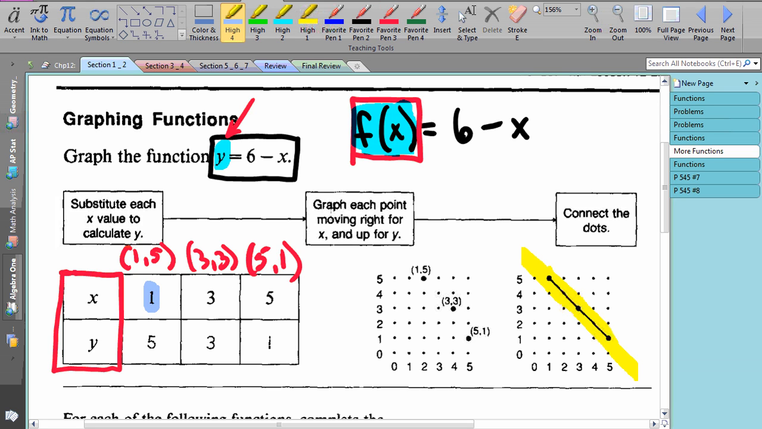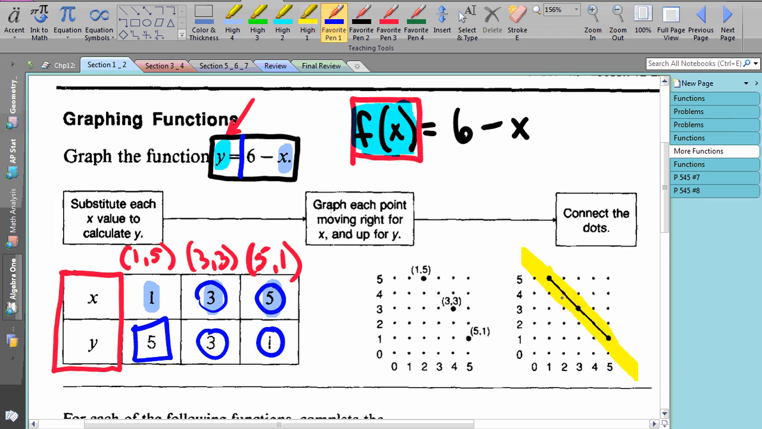And so how are we getting these numbers? Well, we're just randomly picking domain values, that is the x, and we're plugging it into our function. And so like we said before, this is our rule. So 6 minus 1 would be 5. 6 minus 3 would be 3. 6 minus 5 would give us 1. And notice we're getting these graphical points here, and if we went to graph these points, 1, 5, 3, 3, and 5, 1, and we connected them, we're getting a pattern. And what's the pattern? Well, we're getting a straight line, and that's what we refer to as a linear function.